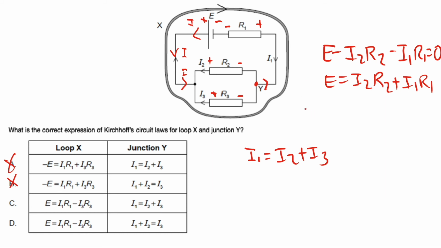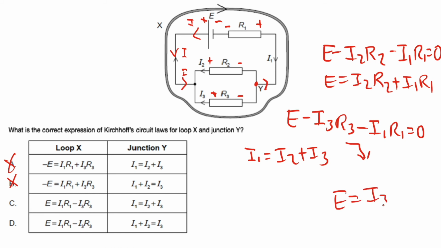Alright, another equation we can have is this. E minus I3 R3 minus I1 R1 is going to be equal to 0, which means E is going to be equal to I3 R3 plus I1 R1. D is also not correct.